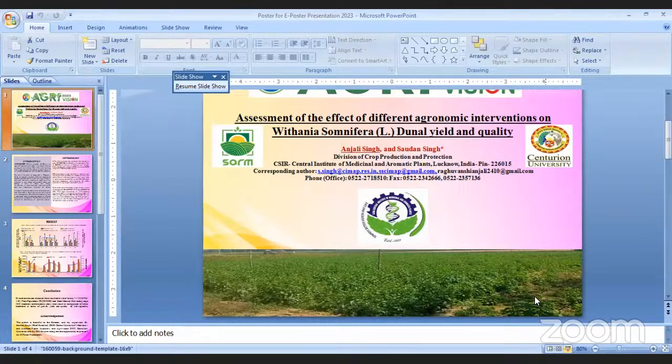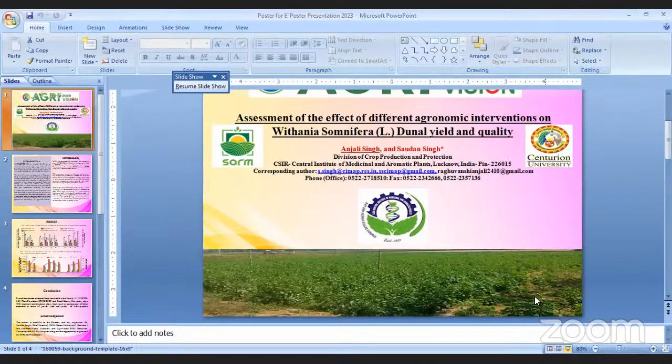A number of agronomic manipulations and practices have been tested, aimed at improving the yield and quality of ashwagandha. The production of medicinal plants is economical when the secondary metabolites obtained from the plant are acceptable. The favorable yield can be obtained by manipulating the agronomic practices. Now come to the point of the methodology.